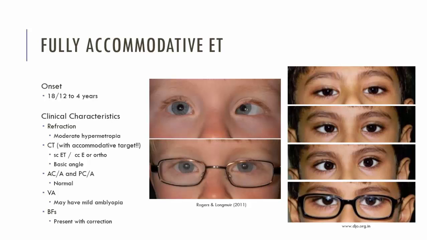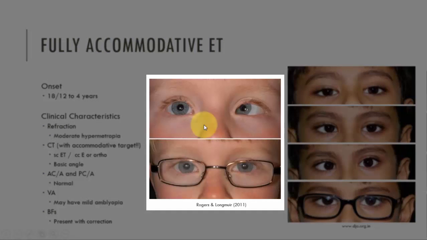Okay, so in terms of the clinical characteristics, clearly we expect that we're going to find hypermetropia in these patients. When you cover test them, what you will find is that without glasses, they'll have an esotropia. And with glasses, once you've corrected the refractive error, so there is no need for additional or excessive amounts of accommodation, the patient will be straight. We can see that here.